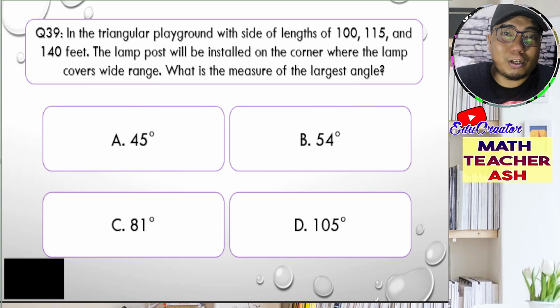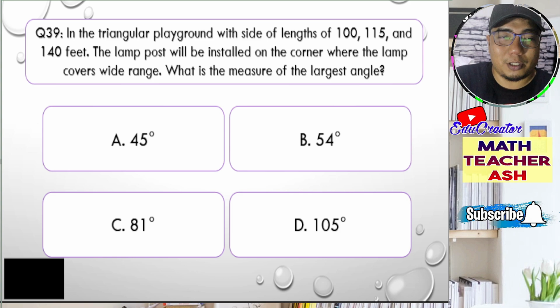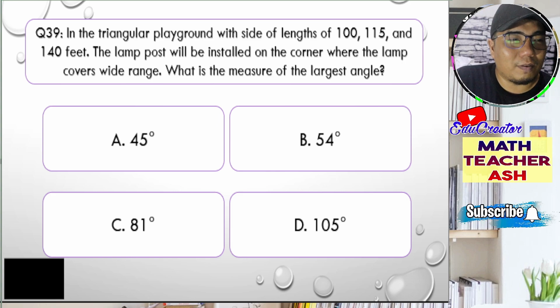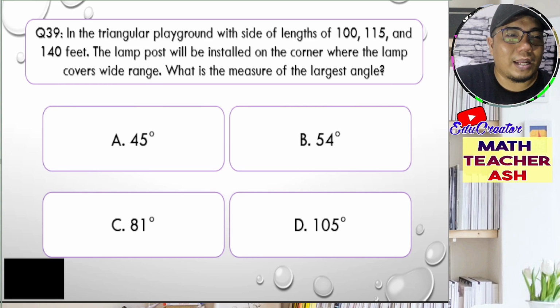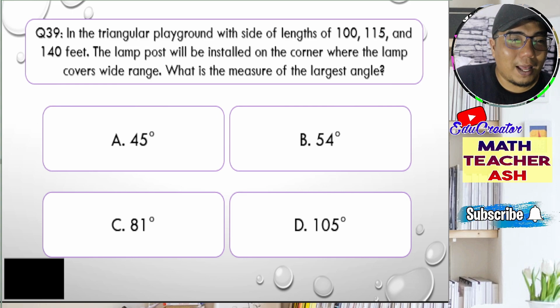Okay, math learners, in order for you to answer question number 39, what you need to do here is to apply the law of cosines. Why? Because the three measurements of the sides are already given, the 100, the 115, and the 140, and that is the SSS case. We pair the 140 with the angle theta, because the question is asking for the largest angle, and the largest angle is opposite the largest side.